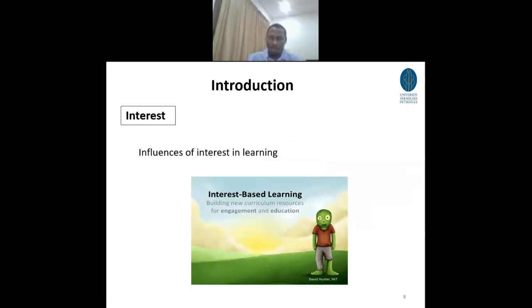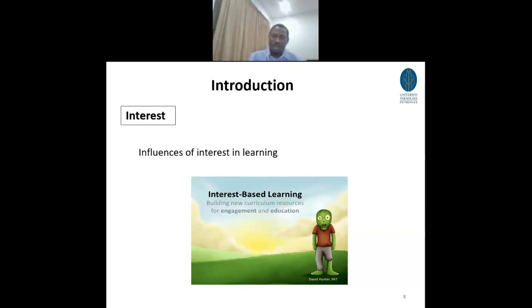So we have interest as well. There are many studies regarding the influence of interest on learning. Okay, so this is interest-based learning. This is just an image where I want to illustrate that if the interest is not there, probably the learning could be difficult. There will be some challenges in the learning. And if the interest is there, how much it will help in terms of learning.